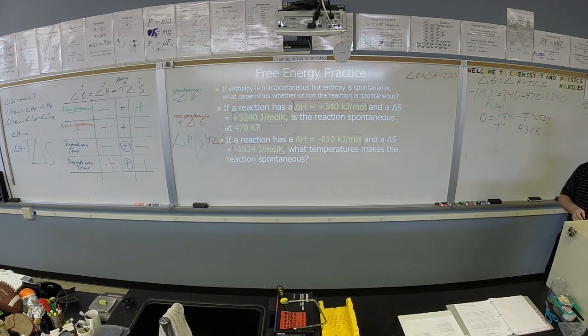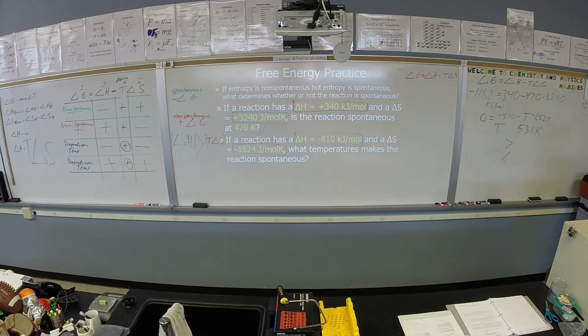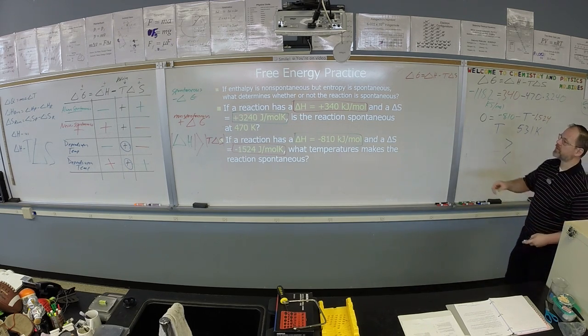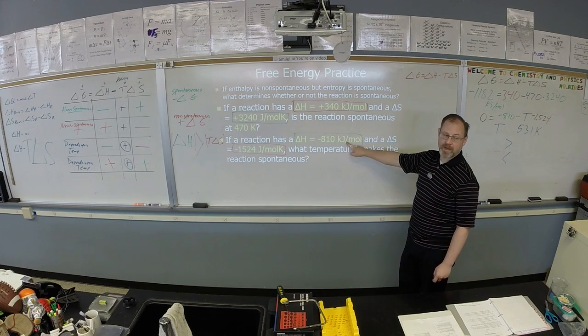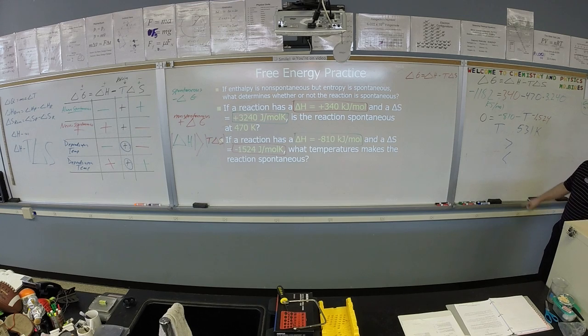Okay. Did I answer the question? Nope. I've almost answered the question. The question is, at what temperatures is it spontaneous? So I'm going to need a larger than or a smaller than symbol. The delta H is spontaneous. The delta S is non-spontaneous, and the breaking point is 531 Kelvin. Do I need temperatures below 531 or above 531? Take a minute or two, think about it, and then tell your friends. And we'll vote here in a second.